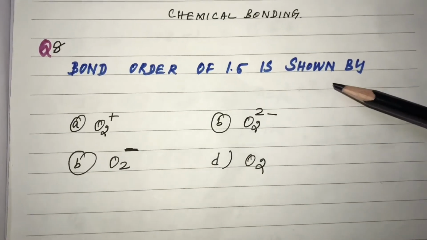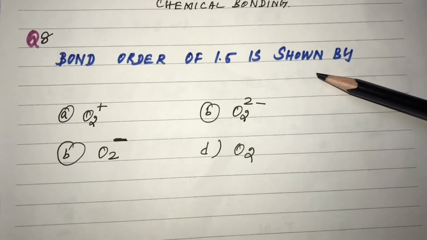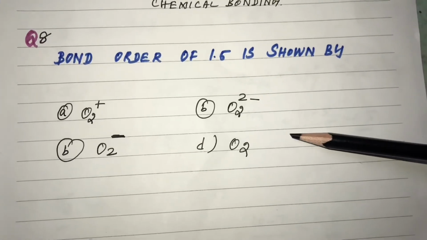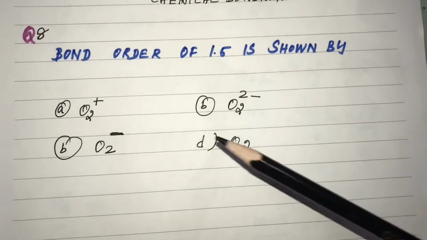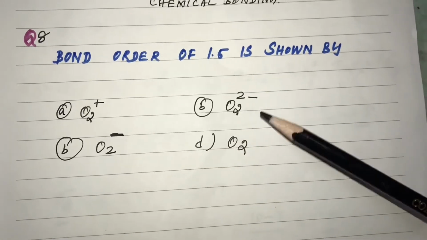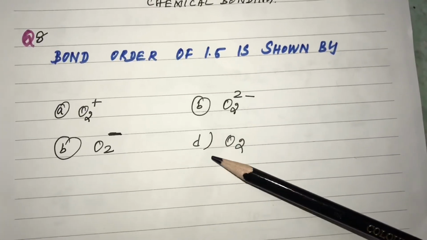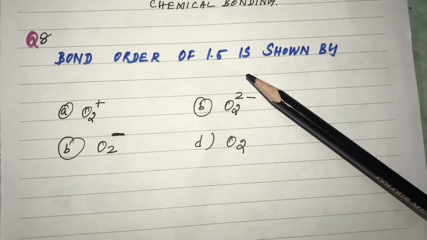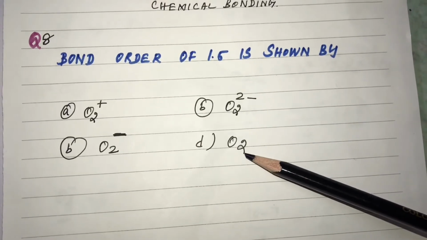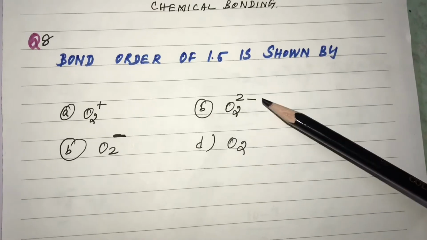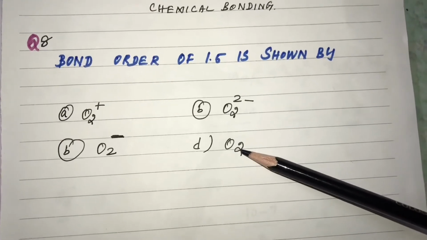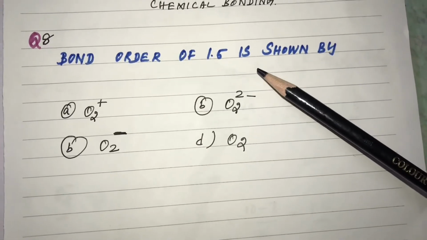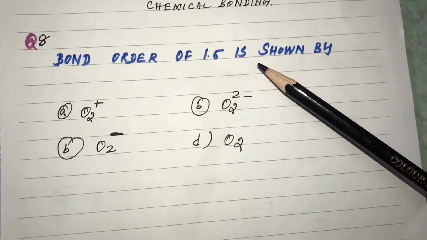The next question: bond order 1.5 is shown by which ionic species? Here the ions of oxygen are given: O2 plus, O2 2 minus, O2 and O2 minus. Now we have to calculate the bond order. What we need is the number of bonding electrons and the number of antibonding electrons, by calculating the number of electrons. So now we are going to see which species possesses the bond order of 1.5.